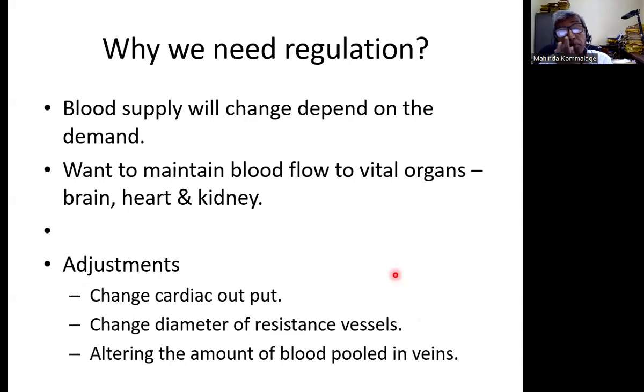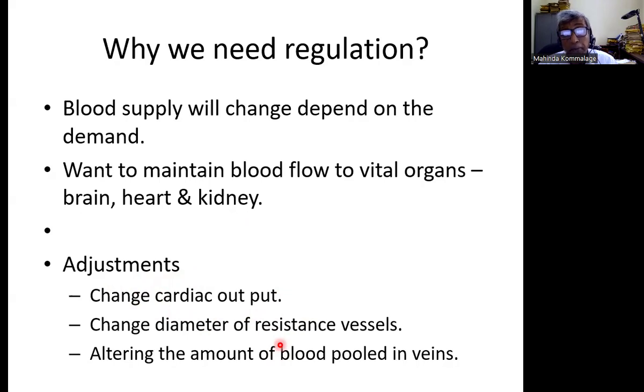So therefore, the purpose is to maintain good blood flow at least to vital organs like brain, heart and kidney. To do that, we can adjust a few things. One is we can change the cardiac output. We can change the heart rate, we can change the stroke volume. By doing that, we can change the cardiac output. At the same time, we can change the blood vessels. Especially we have a set of blood vessels called resistance vessels, arterioles and venules. A set of, not all blood vessels.